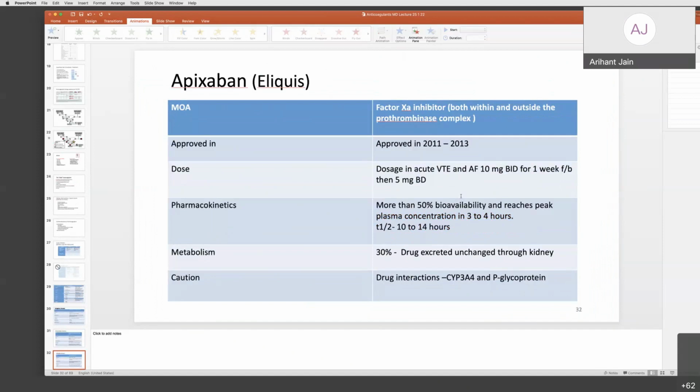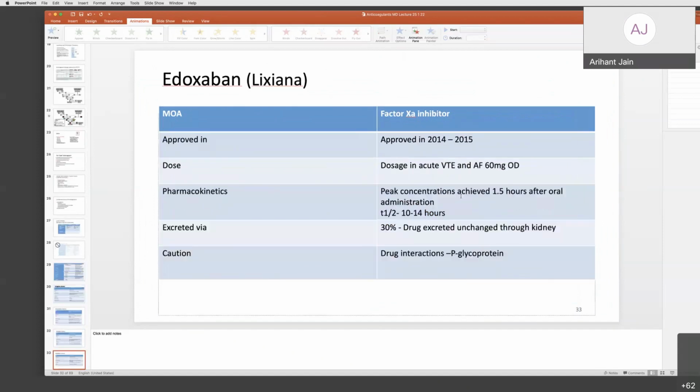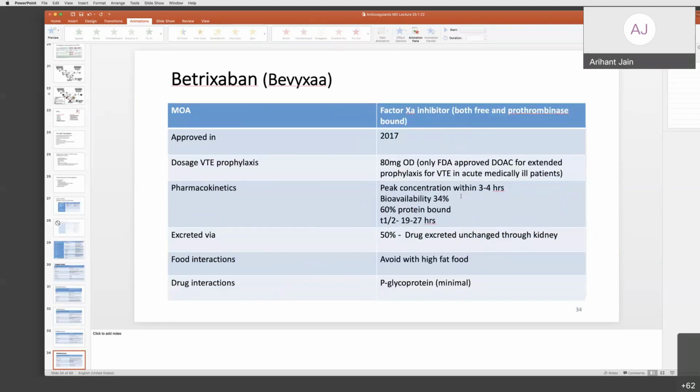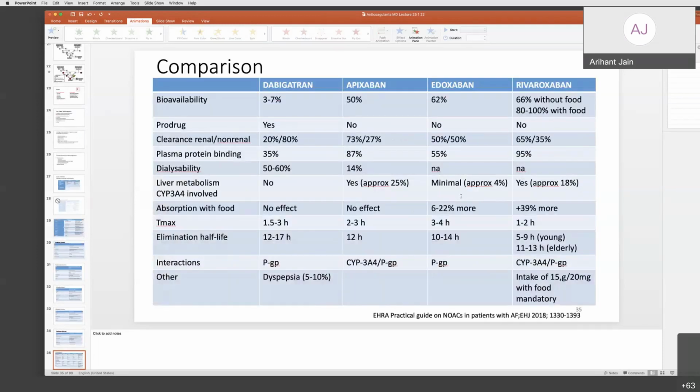Apixaban again has certain drug interactions, and edoxaban also has drug interactions. Betrixaban is the newer one which has just come up. It was approved in 2017. Again, here it is reversed, that it has to be avoided with high fat food. So this is the table of comparison of all the other things.